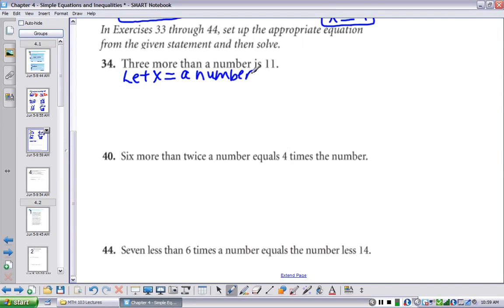3 more than a number is x plus 3. Is equivalent to equals 11. 3 more than a number is 11.